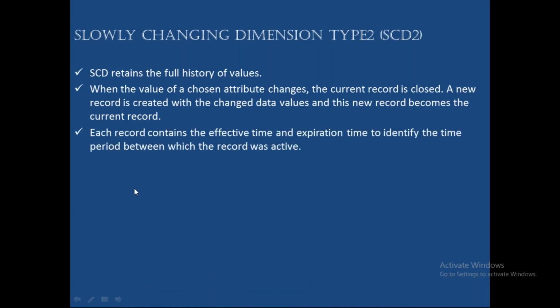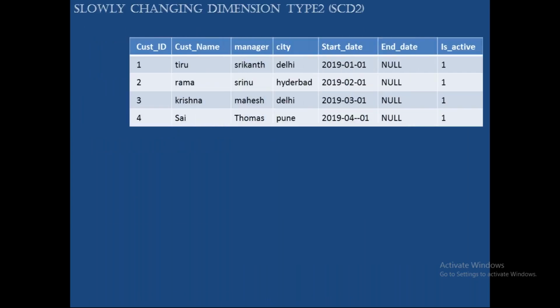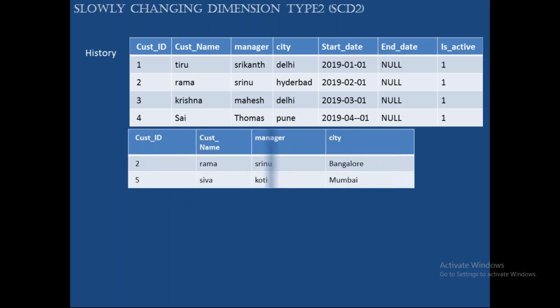Now each record contains the effective time and expiry time to identify the time period between which the record was active, so from what time to what time he was in Hyderabad. If you want to understand that, you need to have an effective start time and end time. I will show you those things. Now you see the slowly changing dimension. To understand these things, this one is the historic data, and this is the incremental data.